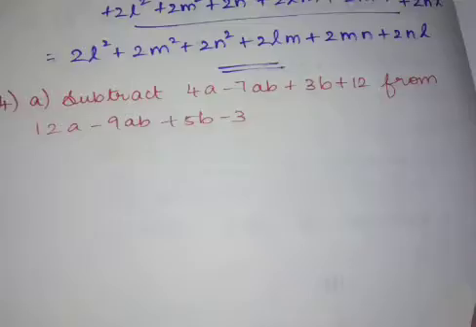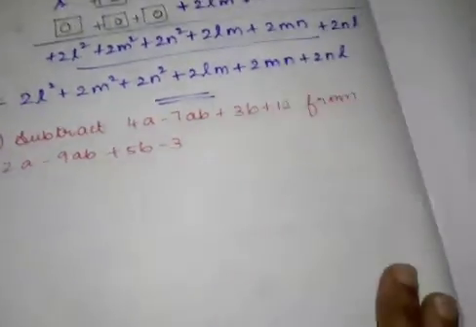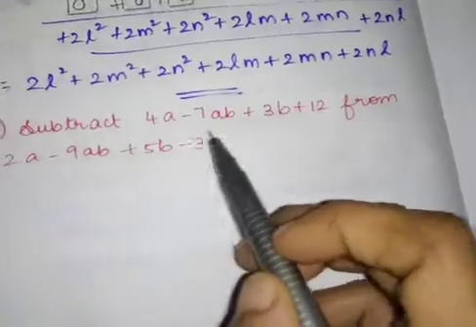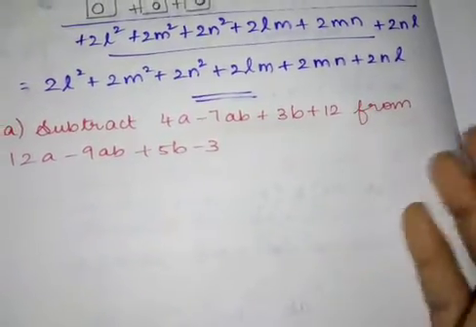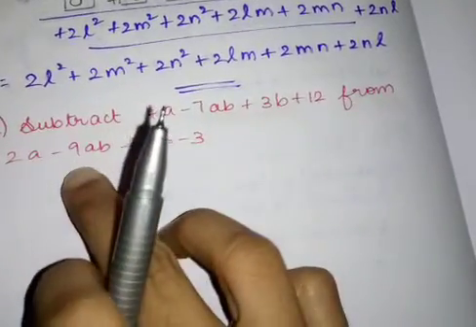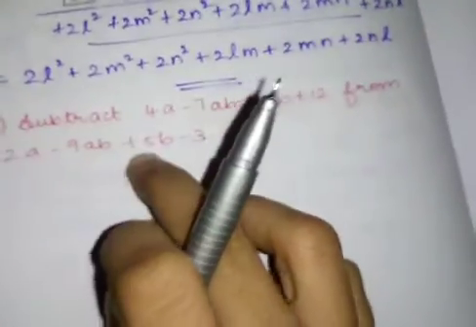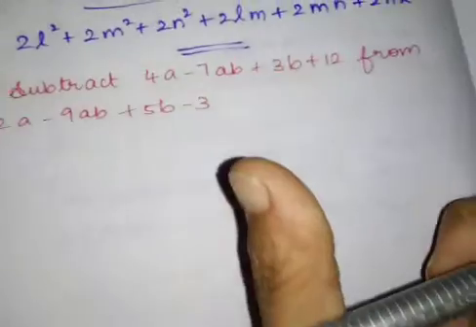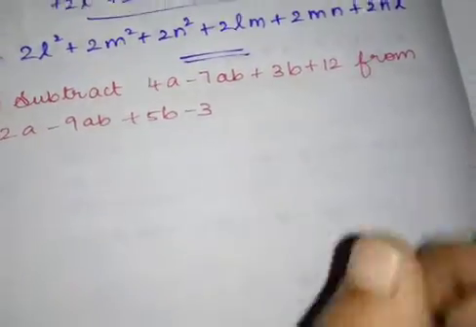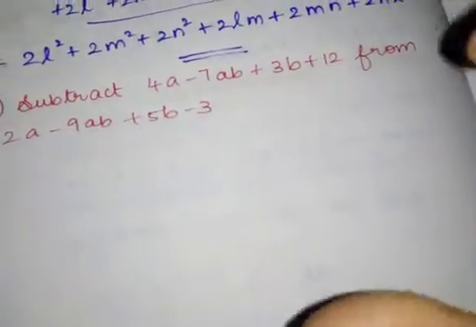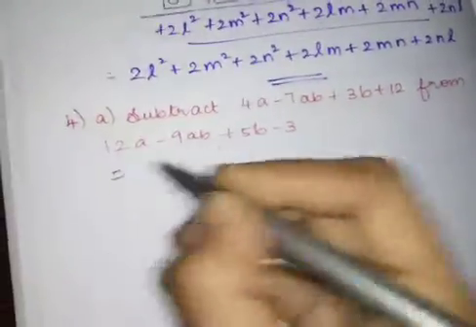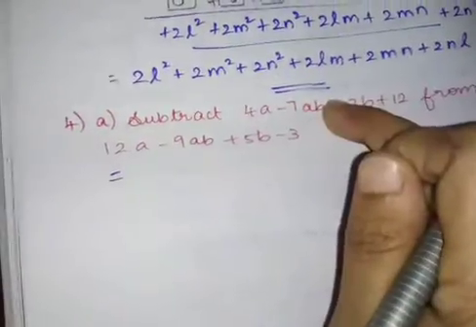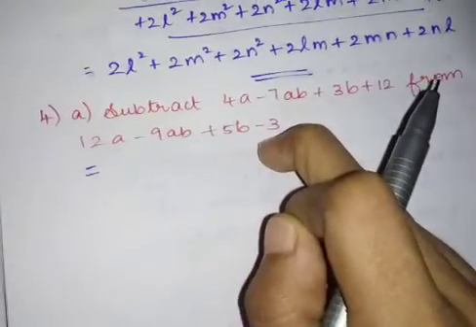Okay. Next is your fourth problem. Subtract 4a minus 7ab plus 3b plus 12 from 12a minus 9ab plus 5b minus 3. So for this problem, I am going to teach you both the methods. Not for every problem, only for the first problem I am going to teach you both methods. Okay, so which one should be written? Whether the first term will be written first or the second term will be written first?